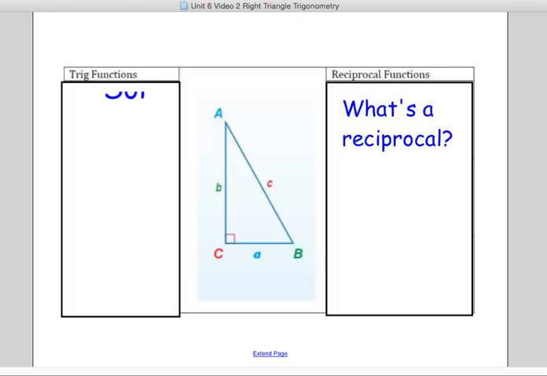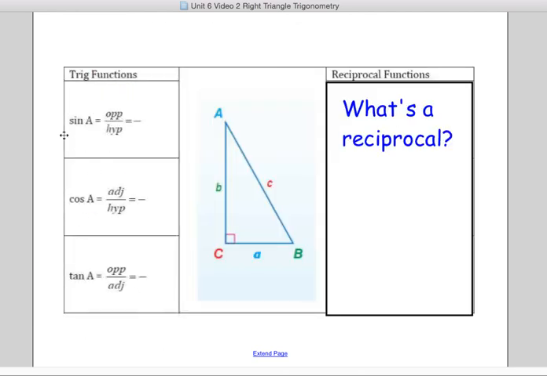Some trig function stuff. Sine, remember, is your opposite over your hypotenuse. Cosine's adjacent over hypotenuse. Tangent is opposite over adjacent. The way we remember these things is by our SOHCAHTOA.